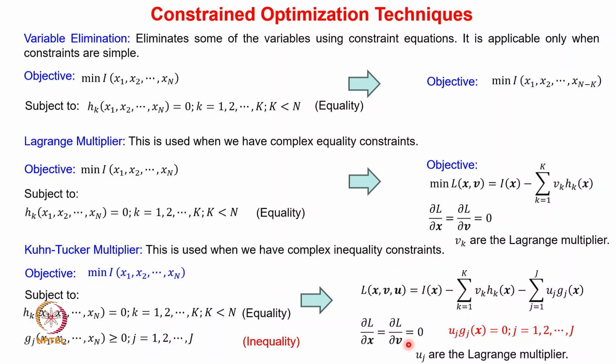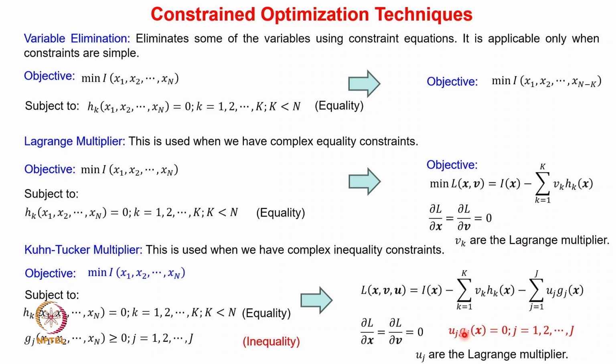In addition to that, there is one more additional condition which comes into the picture, which is called the special Kuhn-Tucker condition. And this special Kuhn-Tucker condition is nothing but what? Uj gj(x) equals 0. So either this Kuhn-Tucker multiplier Uj is 0 or gj is 0.